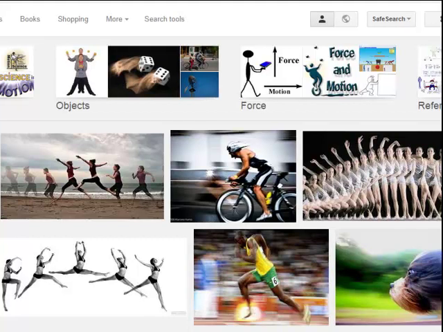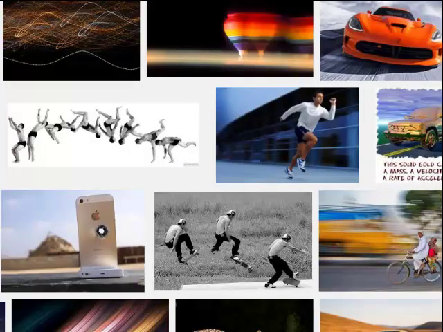This is a Google image search for motion. I'm going to read an excerpt from an introductory physics book written by Alonso and Finn.